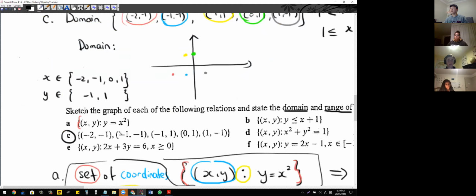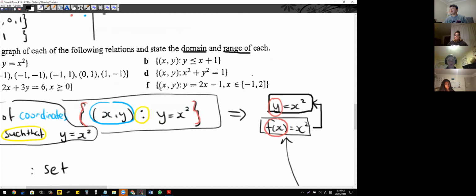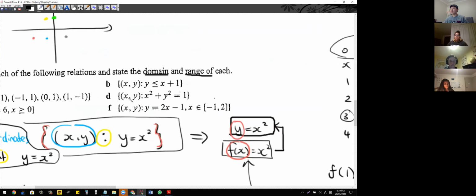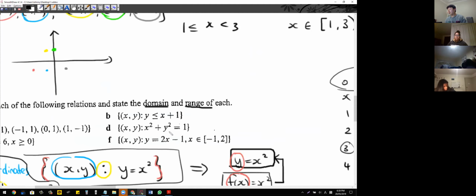We're going to look at D now. So I want you to look at D. This is the equation of a circle. So this is read this way: set of coordinates x, y such that x squared plus y squared equals 1. You will learn this one probably this year. They should teach you this in year 10, but otherwise, you're going to learn that in year 11.